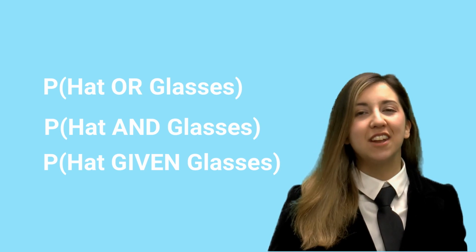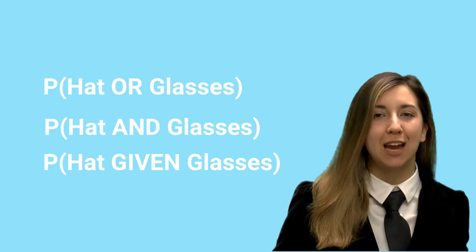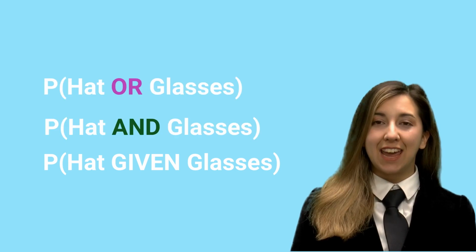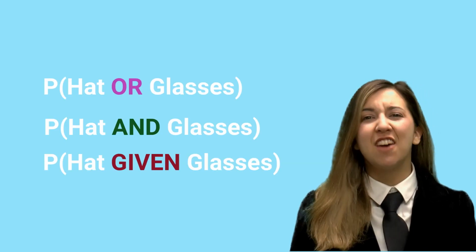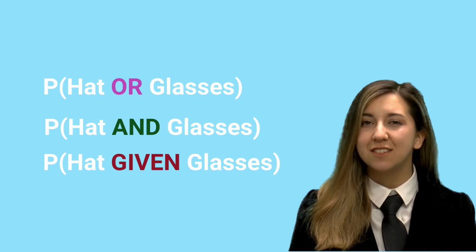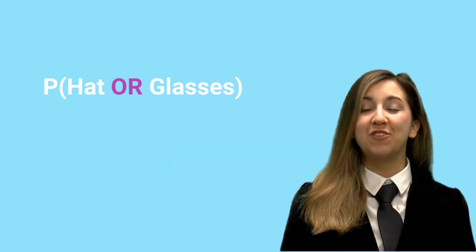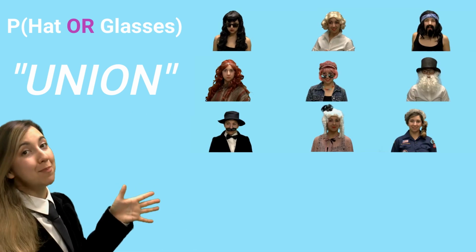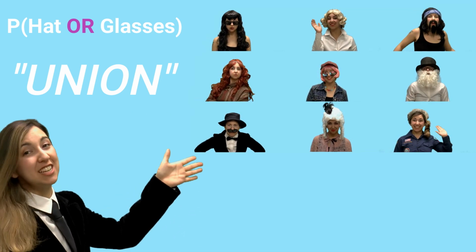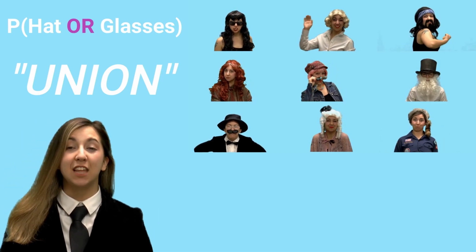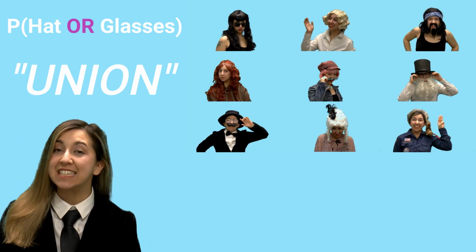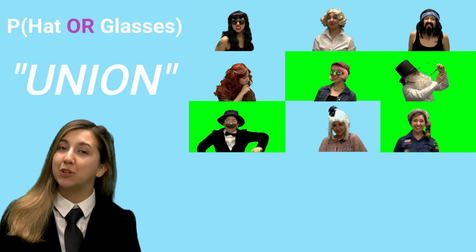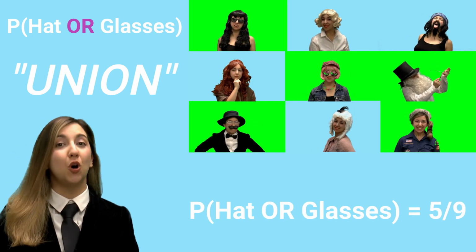Now, it might sound like I just asked the same question 3 times, but in probability, the words or, and, as well as given have very specific definitions. The word or, also referred to as union, considers all members of the population who meet either condition. So the probability that a person has a hat or glasses is all of the people who have hats, as well as all of the people who have glasses, out of the total population.